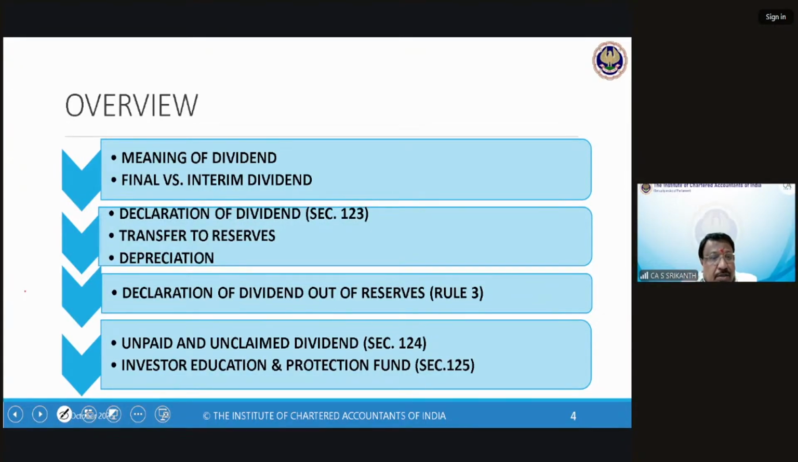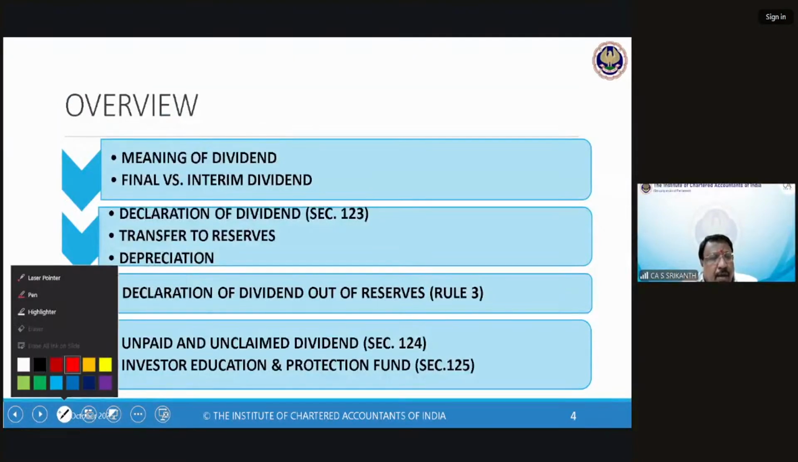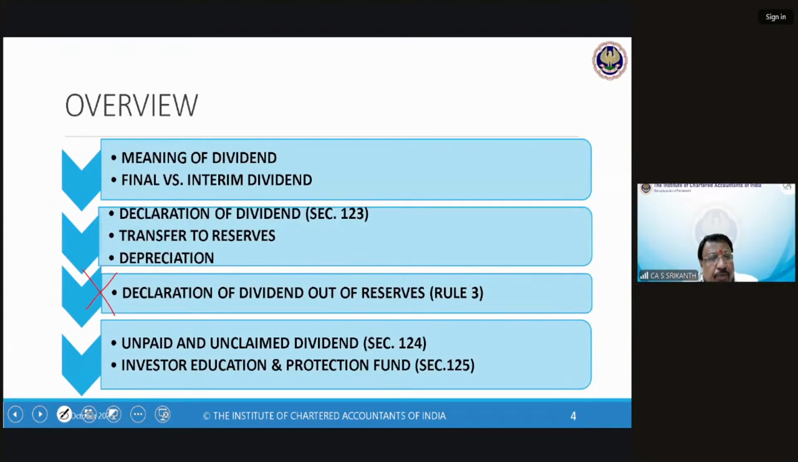And very important, I would say from the exam point of view, and generally also, is the topic of declaration of dividend out of reserves. We will go through it. We'll also work out a few numerical examples. And then, of course, a little bit of theory, like unpaid and unclaimed dividend, where certain durations are there by which it has to be transferred. And then there is something called the Investor Education and Protection Fund. Why it is formed, what is the purpose, from where it will get money. We will see. So this is the overview of today's topic.